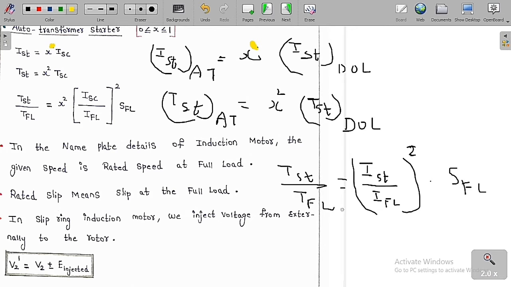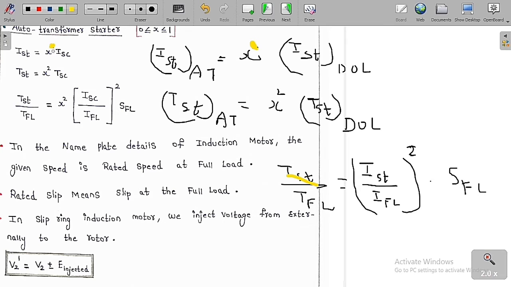And what I told you, the general expression: the starting torque by the full load torque is equal to starting current by full load current whole square into slip at full load by slip at starting. As slip at starting is equal to 1, we are going to get this equation. But now we are going to apply this for the auto transformer. Then the starting current through auto transformer is equal to X times the starting current of DOL. So X we are going to take outside. X into the starting current of DOL, which is nothing but the short circuit current, ISC. So we are going to get this equation for the auto transformer.